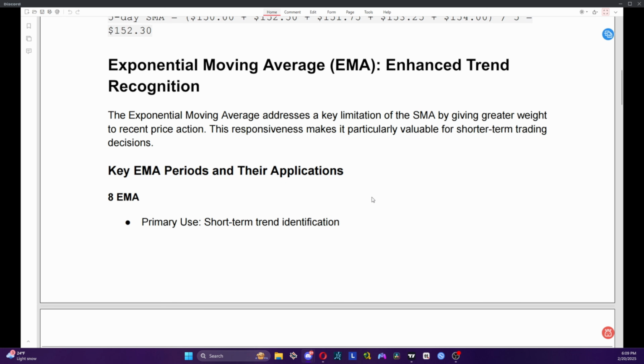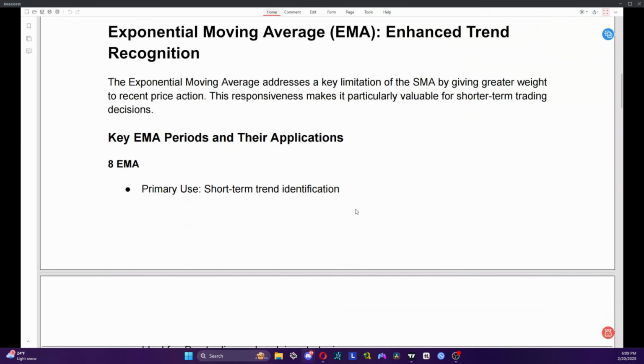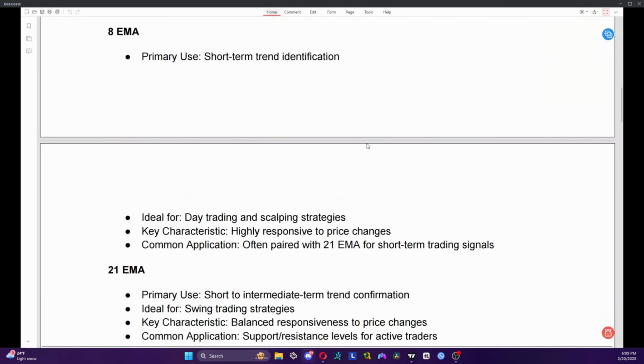But the application of exponential moving averages is to combine them with more than one, if you're trading EMAs the way that most people do, which is with EMA crossovers. So scrolling down, the 8 EMA is ideal for day trading and scalping. Its key characteristic is that it's highly responsive to price change. And once again, the common application of it is that it's often combined with the 21 EMA.